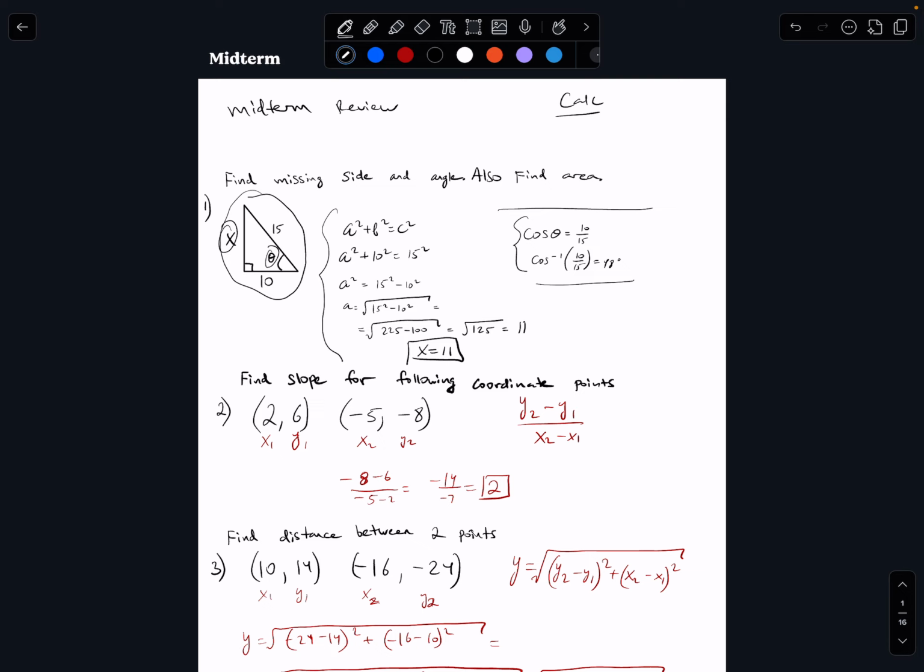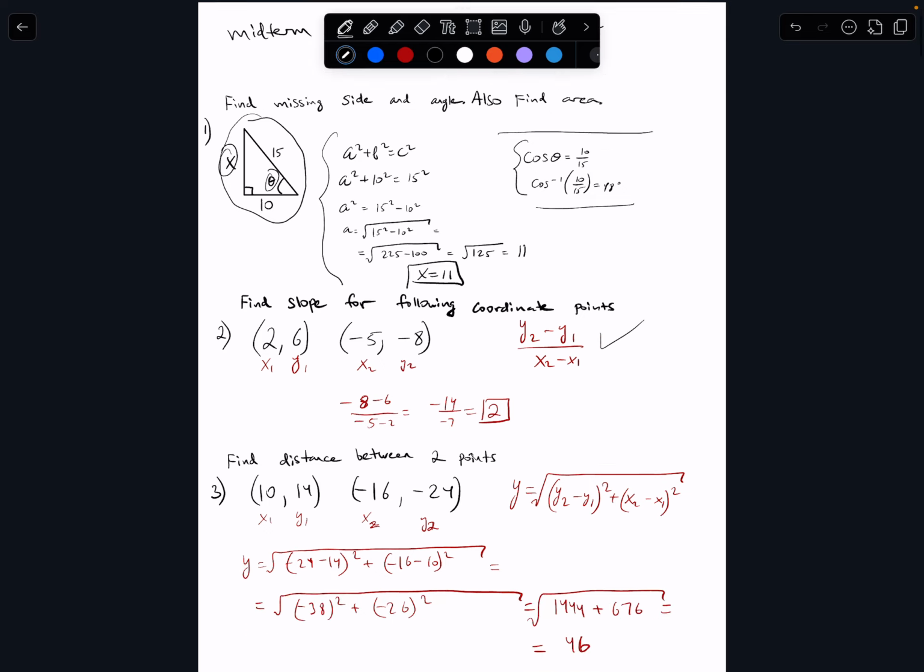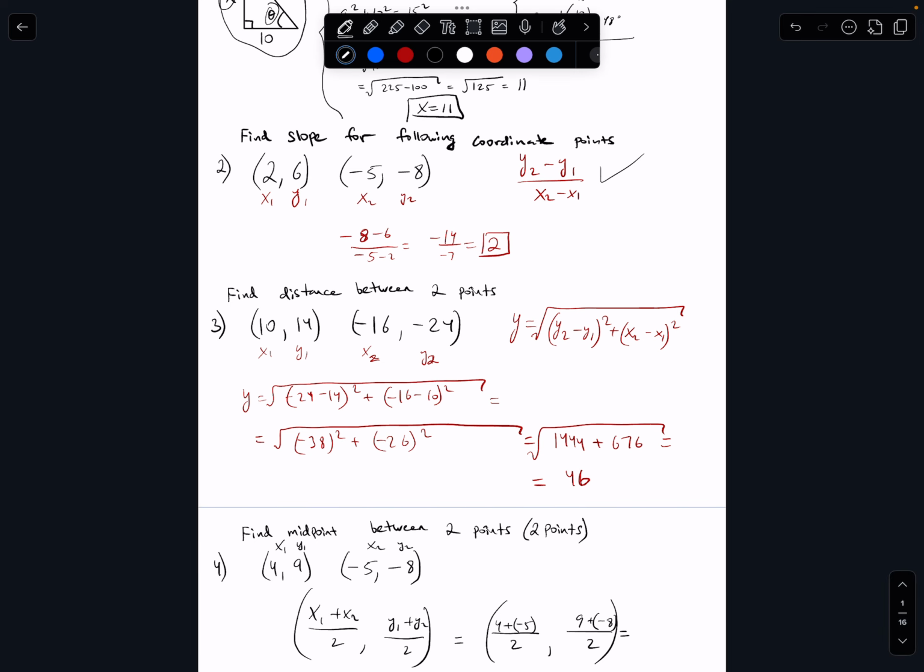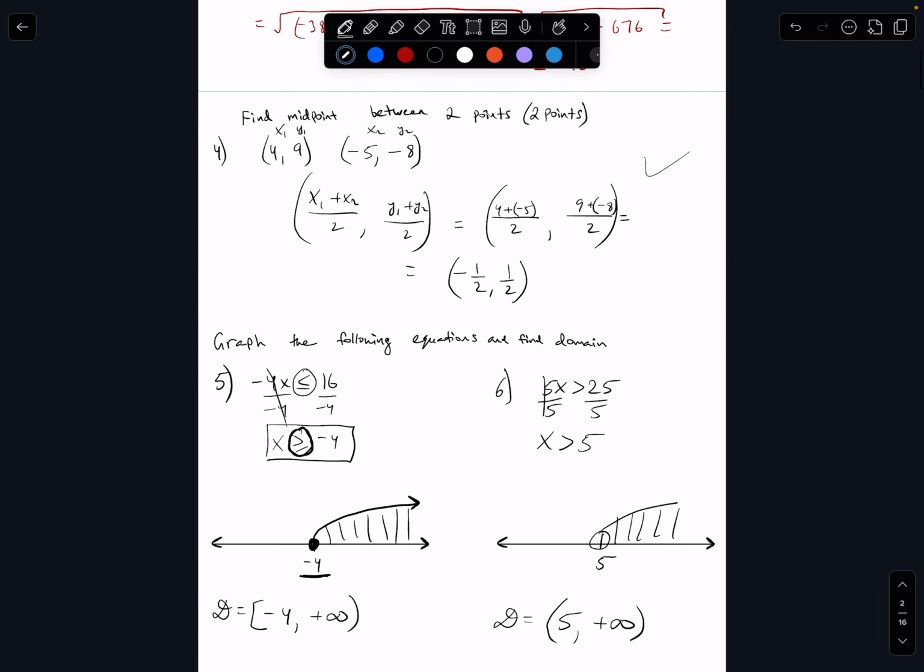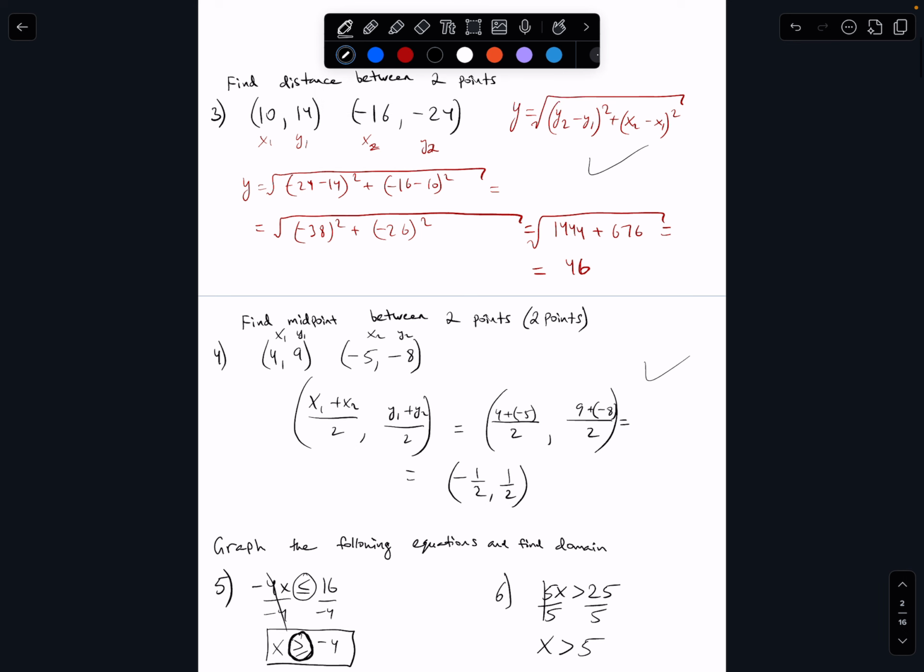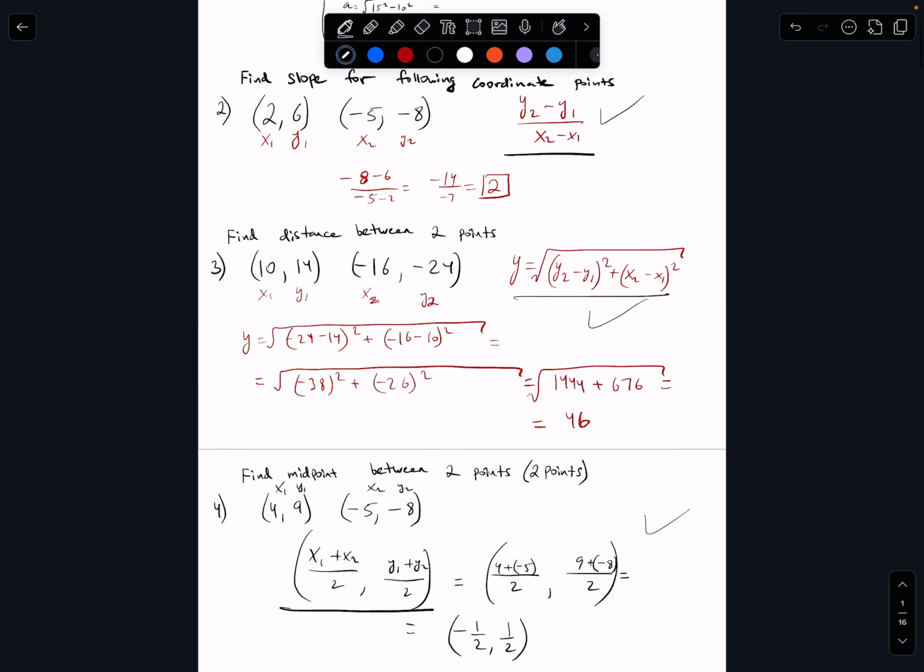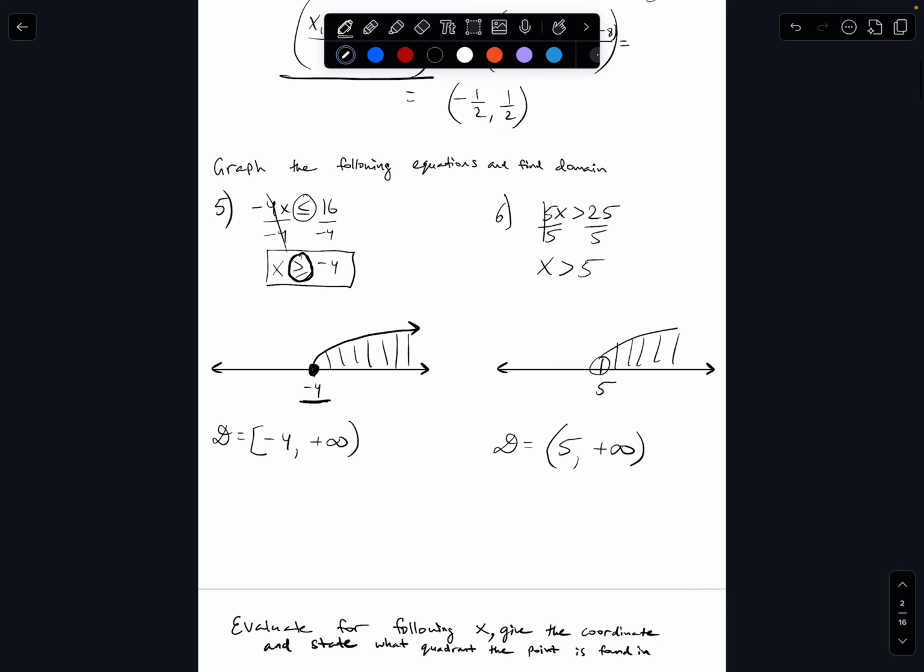For number 2, I'm going to give you 2 coordinate points and ask you to find the slope, so please know your slope formula. I'm going to ask you to find the distance between 2 points, and the midpoint between 2 points. We did that, and you should be very familiar with these equations.